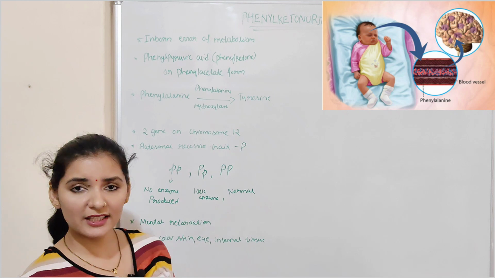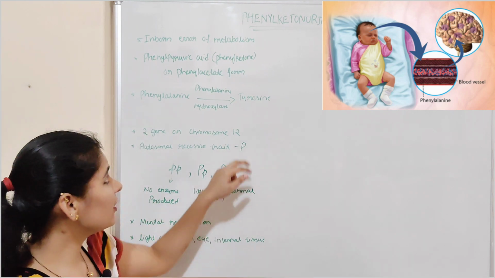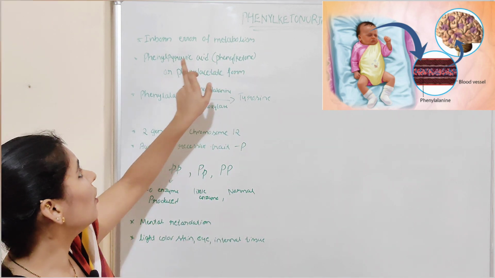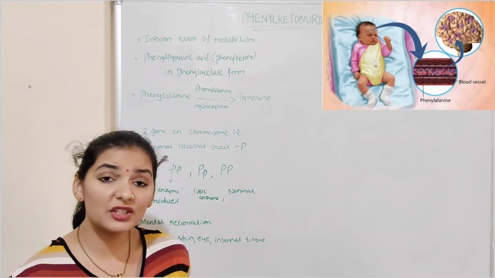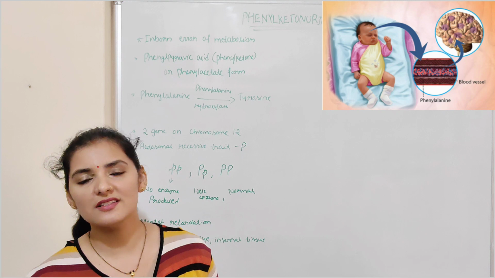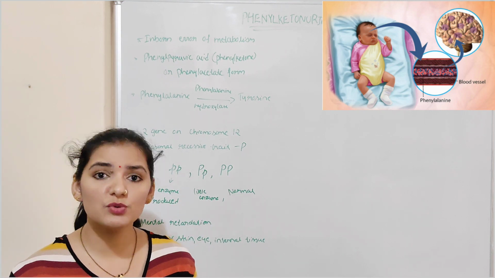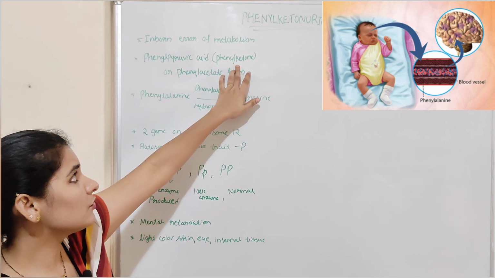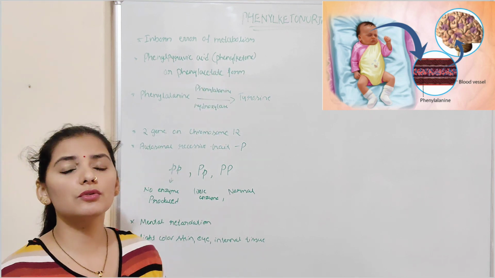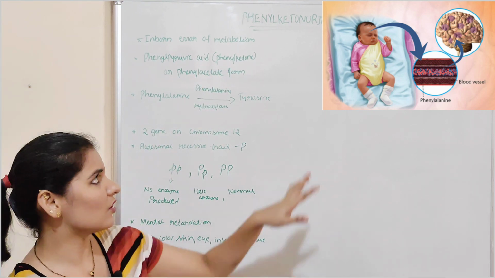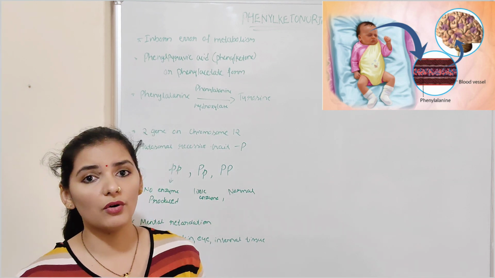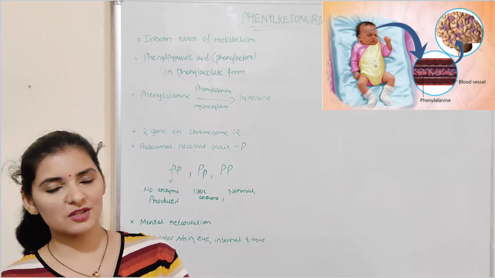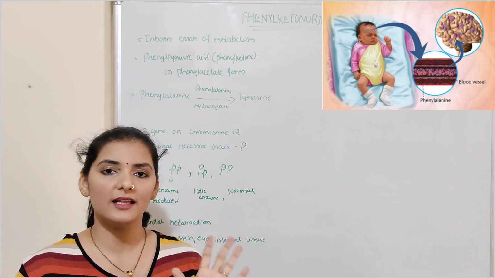It is called phenylketonuria because in this individual, phenylketone or phenylpyruvic acid or phenyl acetate is excreted in the urine of this individual. So these individuals excrete phenylketone or its derivatives through the urine. That is why this disease is called phenylketonuria. So phenylketonuria is caused due to error in the metabolism of the amino acid called phenylalanine.